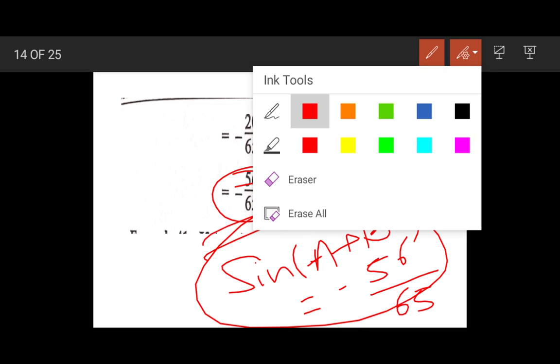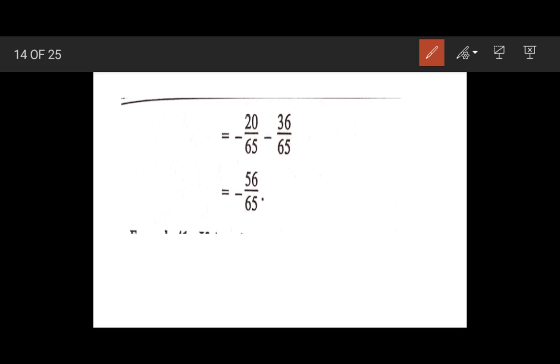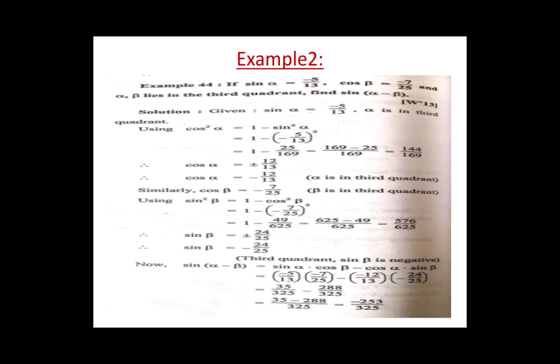See the next sum. Second example is, if sin alpha is equal to minus 5 upon 13 and cos beta equal to minus 7 upon 25, and alpha and beta lie in the third quadrant. Okay, it is given alpha and beta both lie in the third quadrant. Then find sin(alpha minus beta).